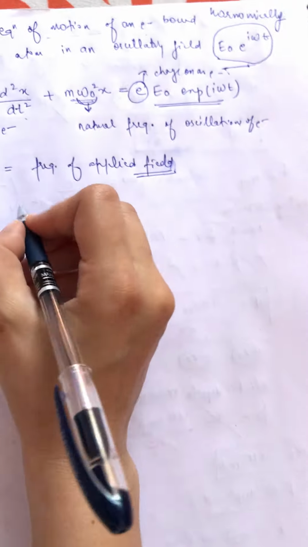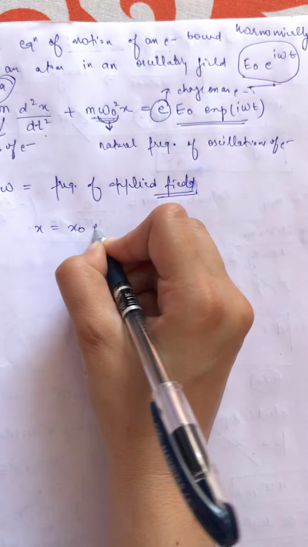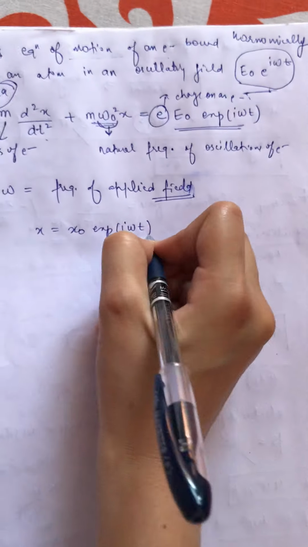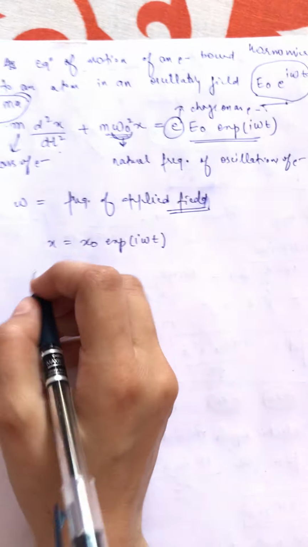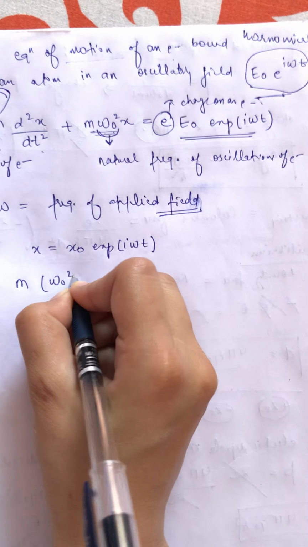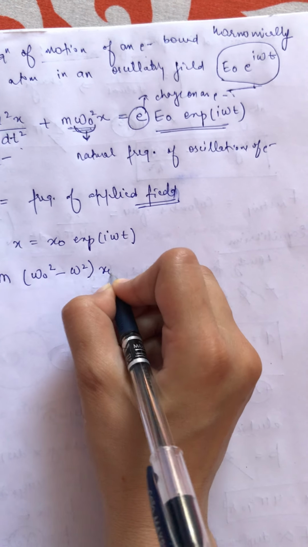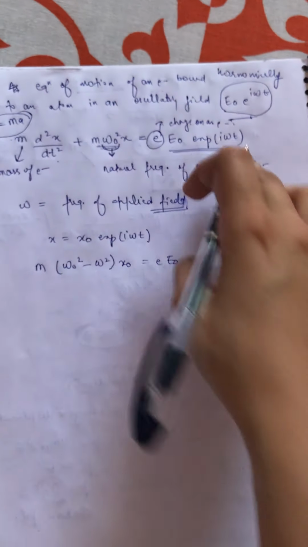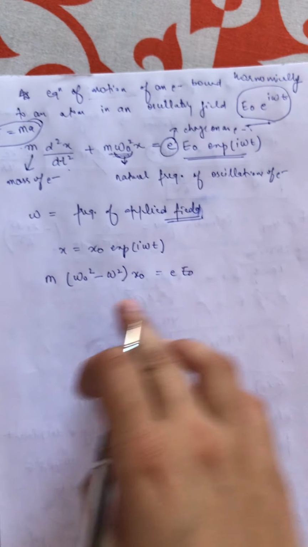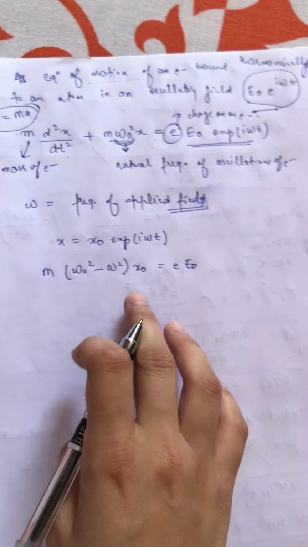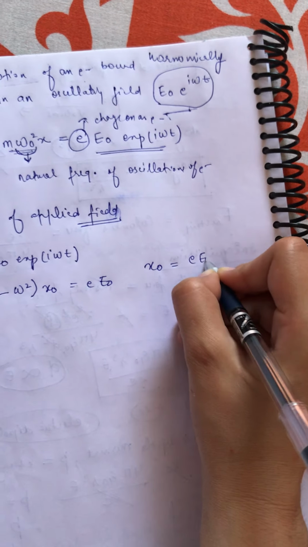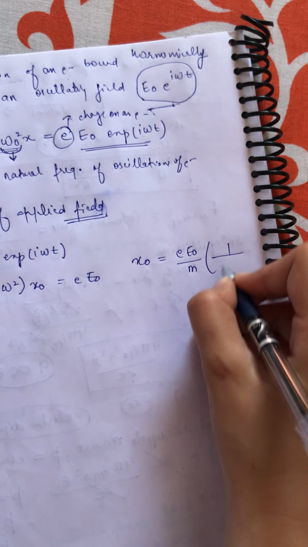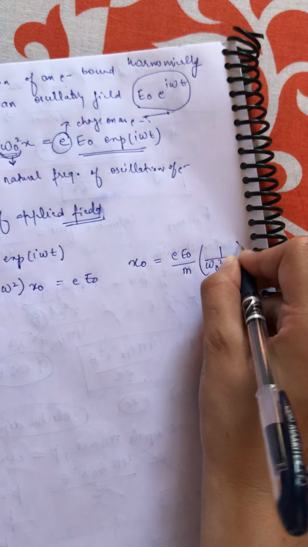Now we will suppose that the solution of this equation is x equal to x naught exponential iota omega t. We have considered that the solution of this equation is this one. So we will get m into omega naught square minus omega square, x naught, is equal to e into E naught. We have solved this equation, and from it we find that x naught is equal to e into E naught upon m, 1 upon omega naught square minus omega square.